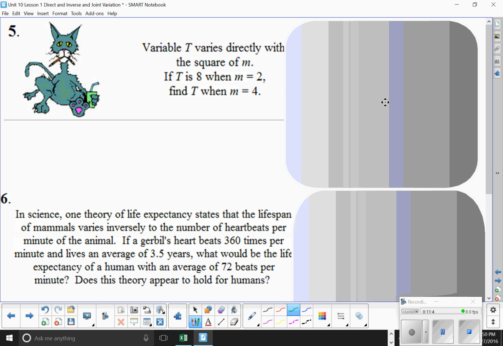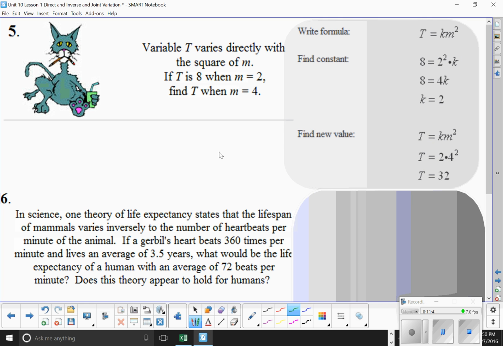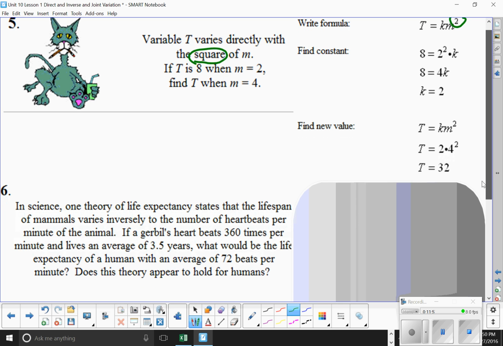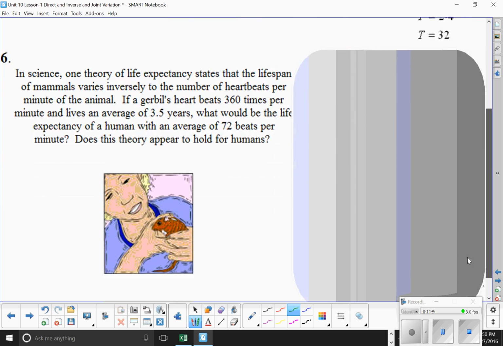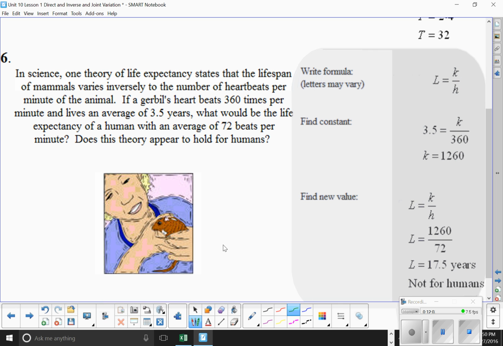Let's check it out. Now here, make sure that you're paying attention to words like the square of m. That's where you get this guy up here. If you don't pay attention to that, you're going to get the wrong answer. Down here, we have the lifespan of our gerbil. Let's see, does it apply to people? Yeah, I hope not. If we're only supposed to live 17.5 years, I'm in deep trouble.